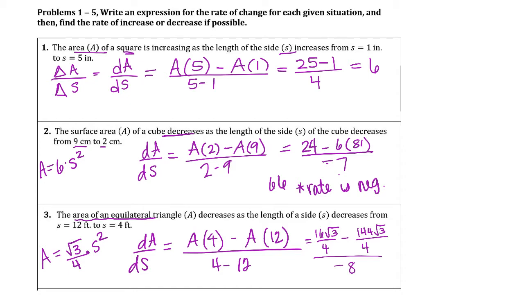And when we plug this into our calculators, we are going to get 4 square root of 3. And that, again, is your rate. And then y'all can type in and find your decimal. And keep in mind that this rate should be negative.